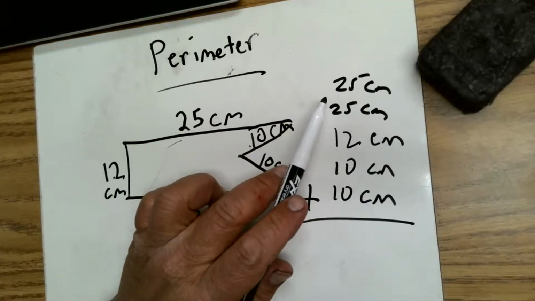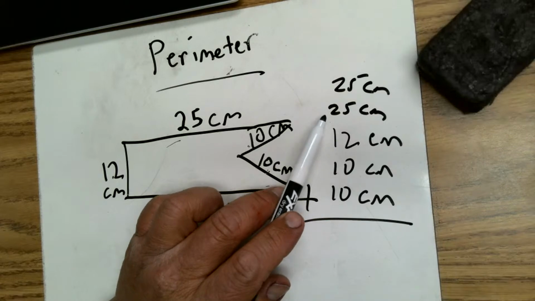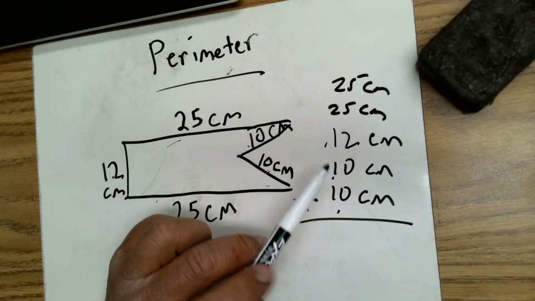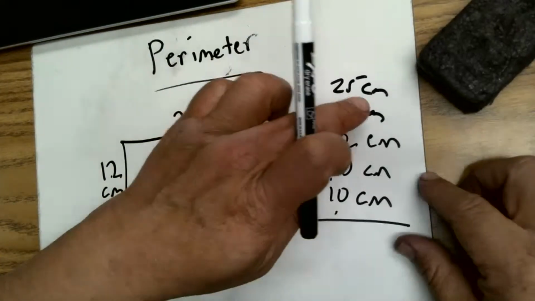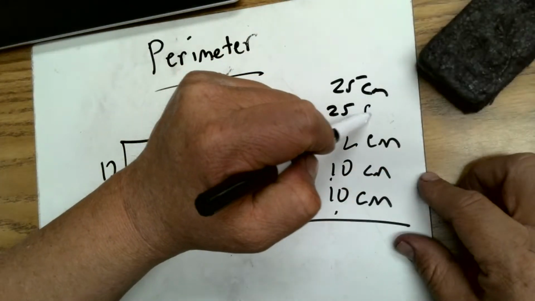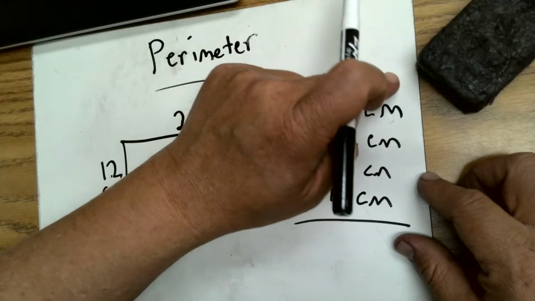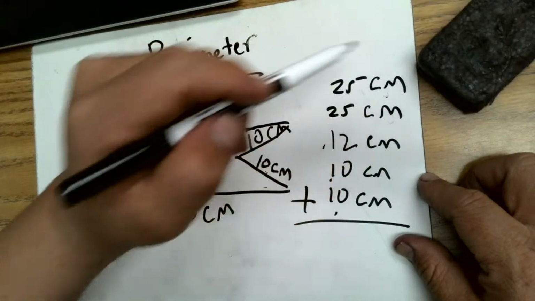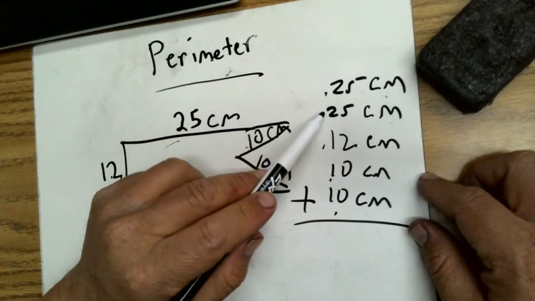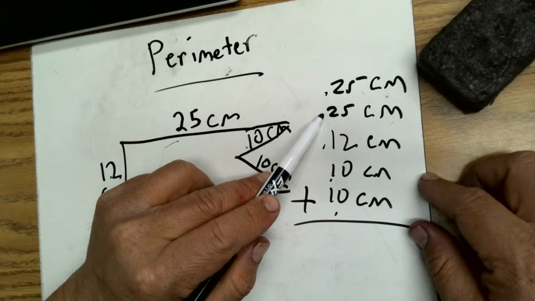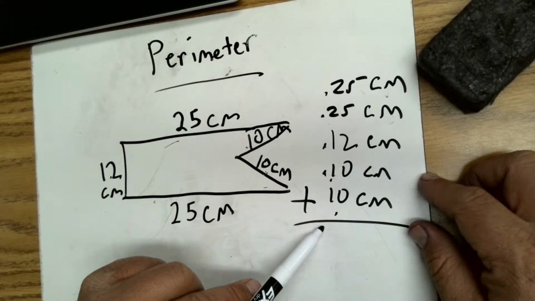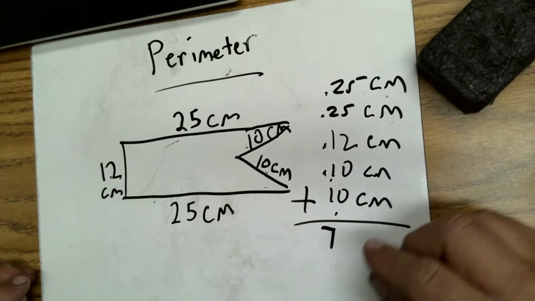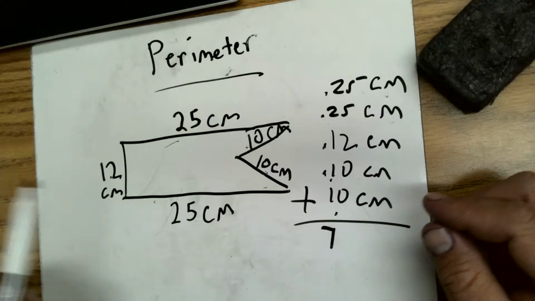25 centimeters plus 25 centimeters plus 12 plus 10 plus 10. The easiest way that I like to add things together is by doing place value. 2 tens plus 2 tens is 4 tens. Another 10, 5 tens, 6 tens, 7 tens that I have, adding from my tens column.